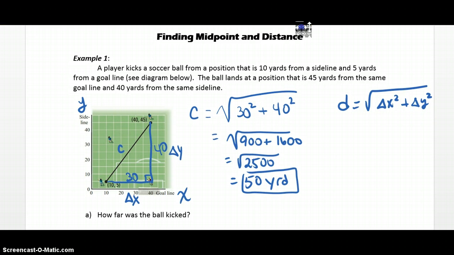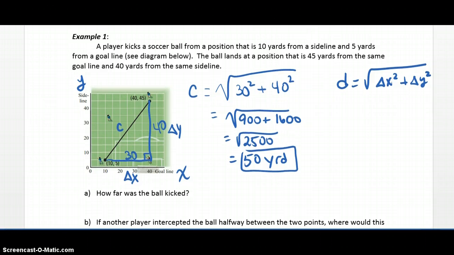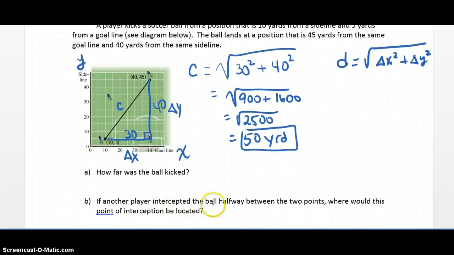And now for the midpoint, for example, if another player intercepted the ball halfway between the 2 points, where would this point of interception be located? So we want the midpoint. We want halfway in between our point 40, 45 and our point 10, 5. If we eyeball it, it must be somewhere right about here. But how can we tell for sure? Since it's in the middle, we could find the median or just the average of the two coordinates.